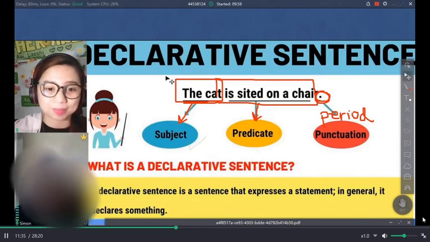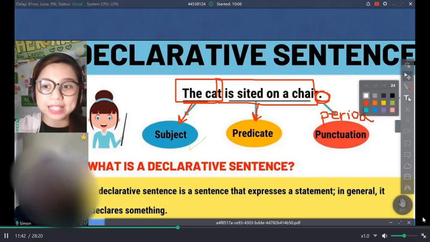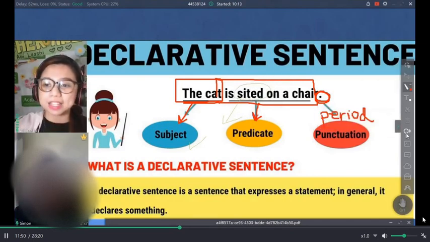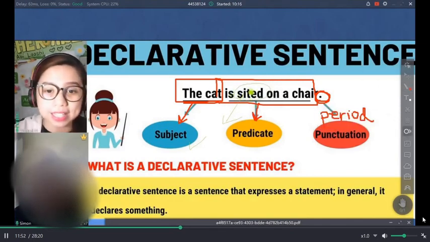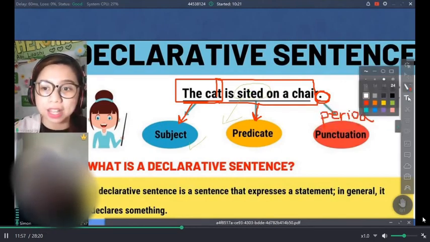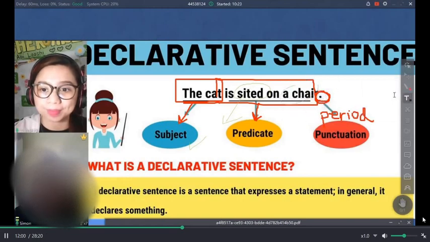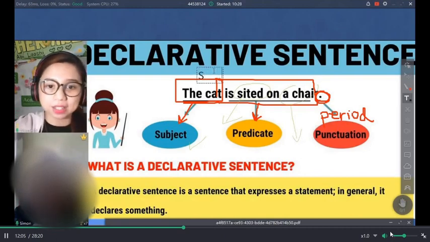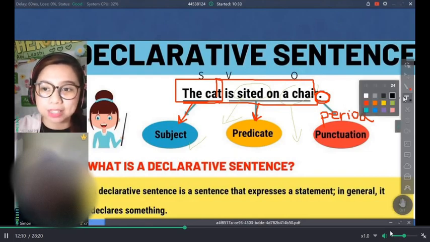But this is what? It's a noun. No, this is a what? Ah, I see. Okay, this one is the verb. Yes. And this is the object. Yes, object. It is SVO. A predicate.